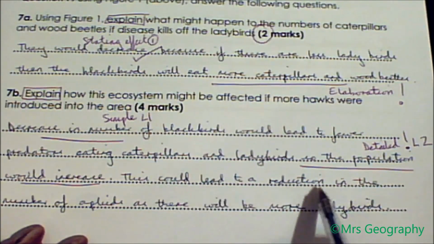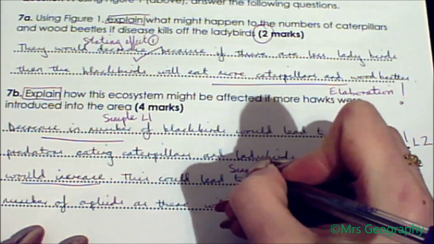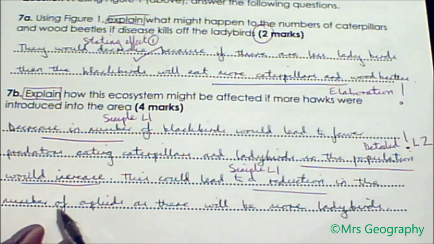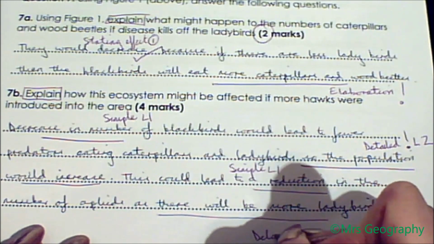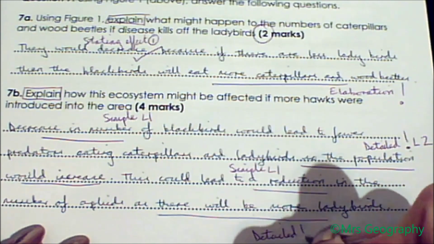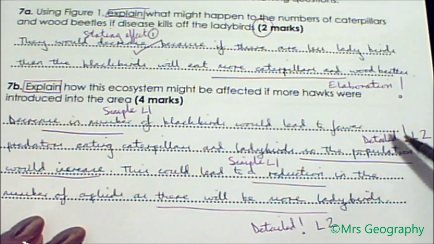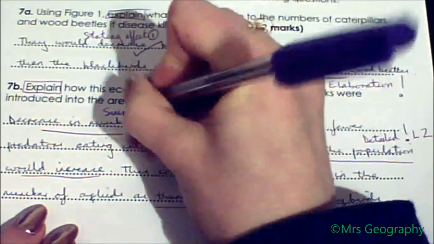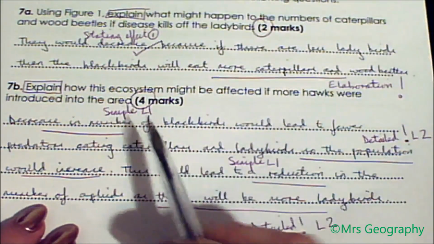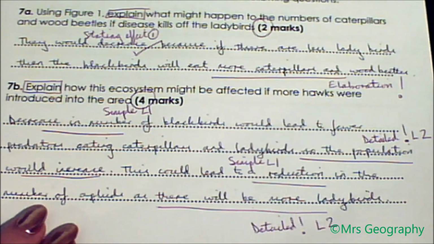This could lead to a reduction, level 1, simple, in the number of aphids, as there will be more ladybirds, as there will be, is detailed. Level 2. So level 2 answer requires more detailed explanation, so this would be 4 marks. So make a point, give detail, make a point, give detail.